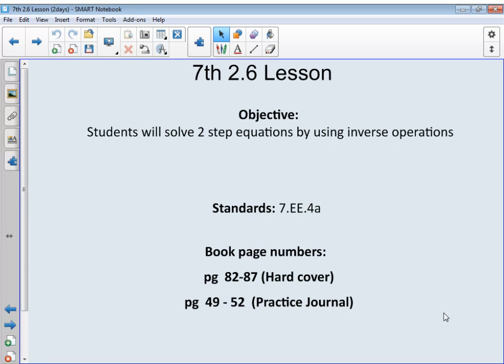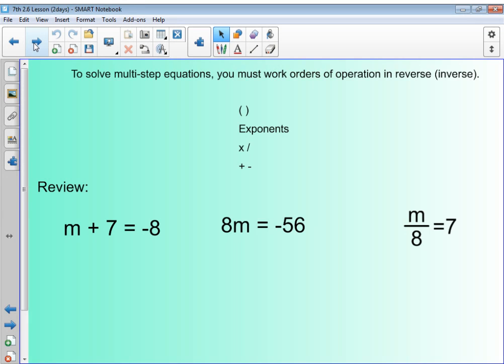We're going to start out by reviewing a couple of things that we've learned that are going to help us in this lesson. First of all, in order to solve a multi-step equation that involves a variable, a letter, we have to work order of operations in reverse, or in inverse order. Normally, if you were working without a letter, you would do any parentheses first, then any exponents, then any multiplying or dividing from left to right, and then any adding and subtracting.